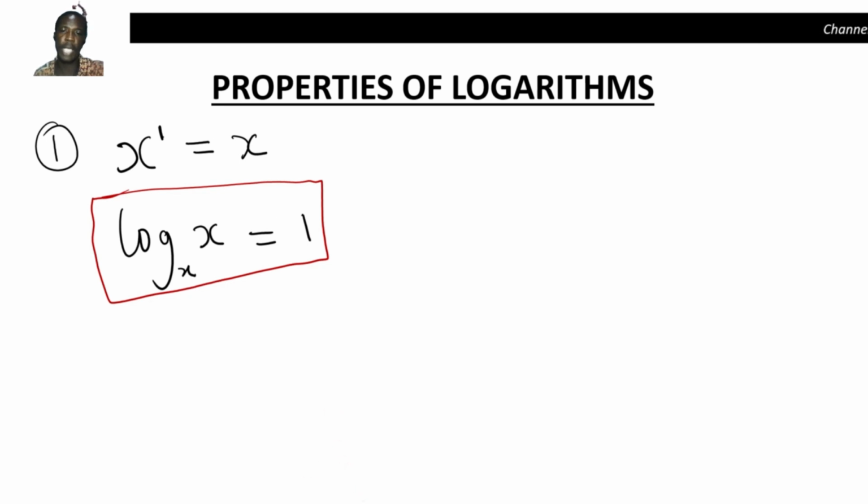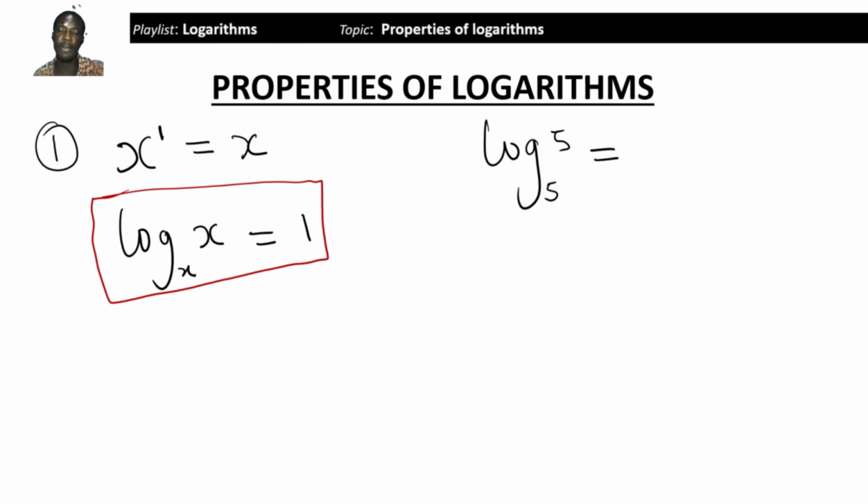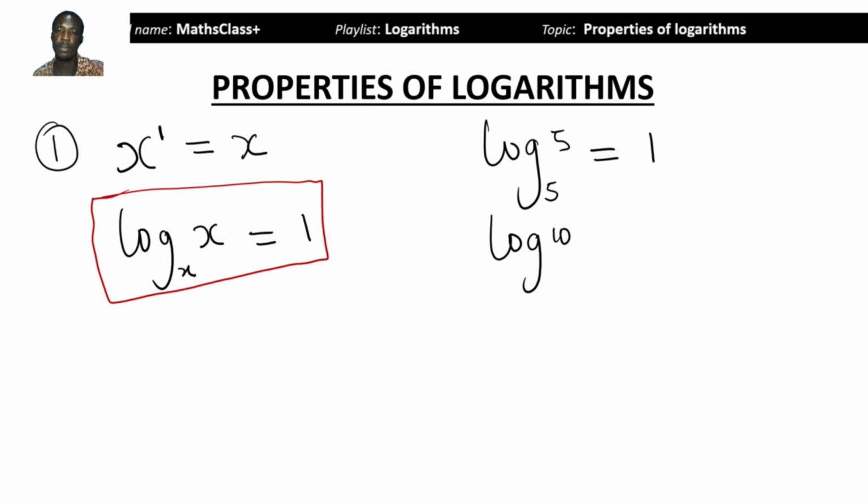So assuming I have log 5 to the base 5, log of the number which is the same as the base. What we are saying is if we have a situation like that, the result is 1. So if you have log 10 base 10, it is equal to 1.